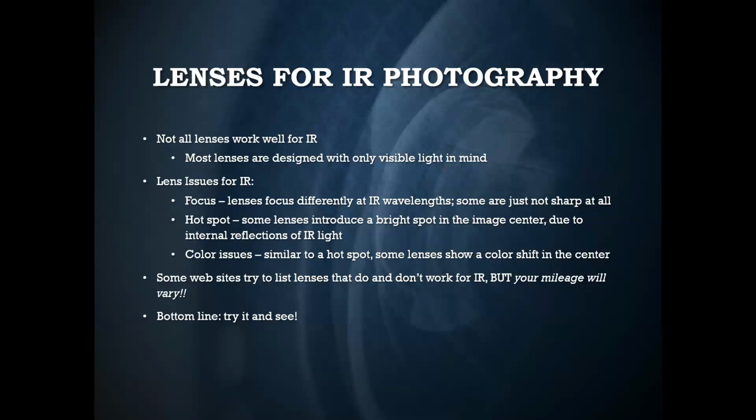You know, the interior of the lens barrel is black. It's designed to absorb light, so you don't get reflections bouncing around inside the lens. But again, they only make sure it's black for visible light, not necessarily infrared light. So you could get reflections bouncing around inside your lens in infrared.